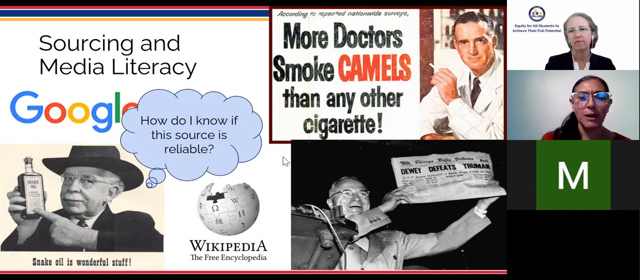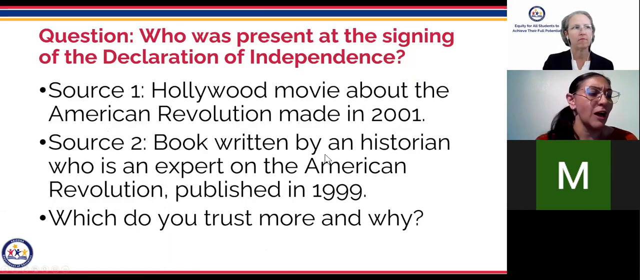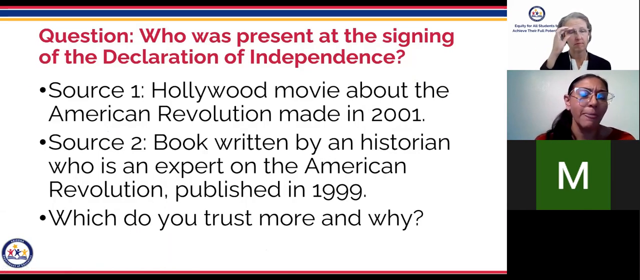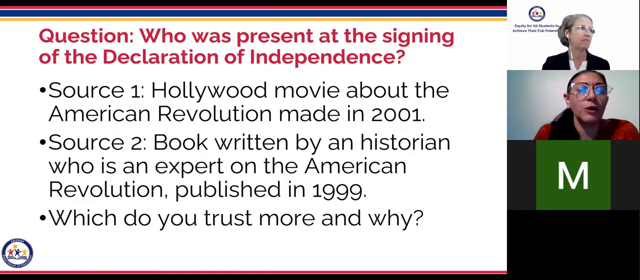We talked about primary sources, and we talked about secondary sources, and we're going to move you through how to determine if these are reliable sources or not. So let's take a look at our next slide here. In the chat box, you're going to answer a question for me in just a second. The question is, who was present at the signing of the Declaration of Independence?